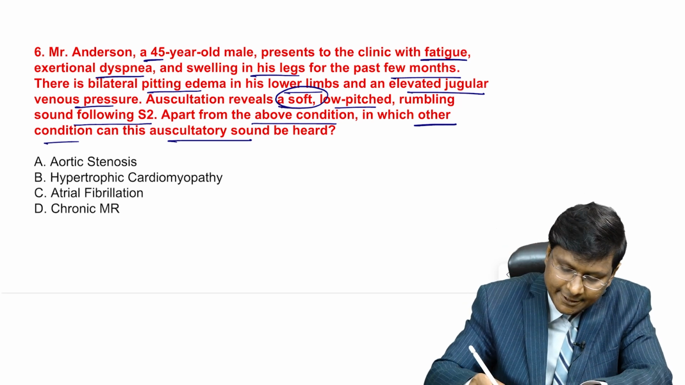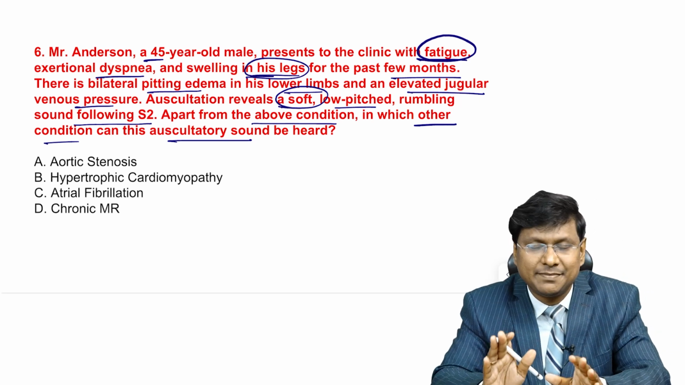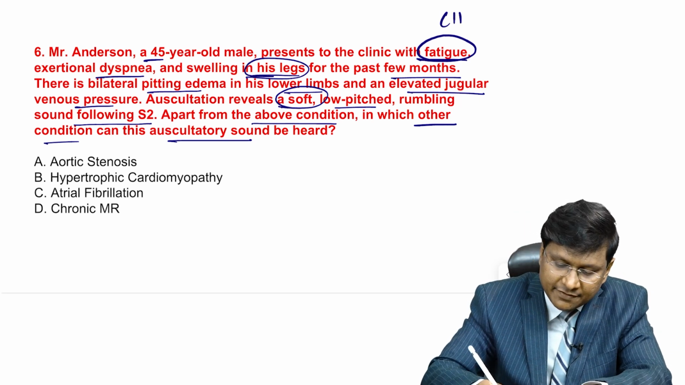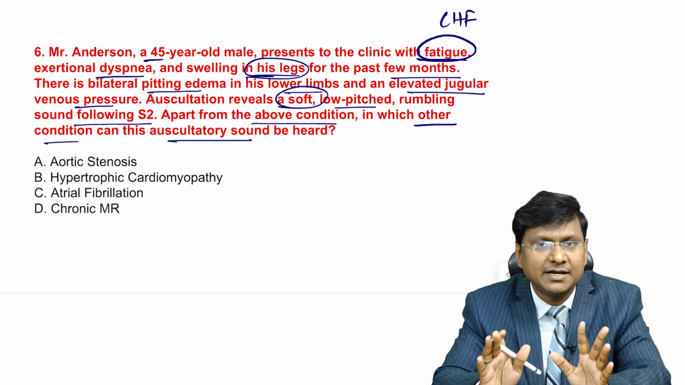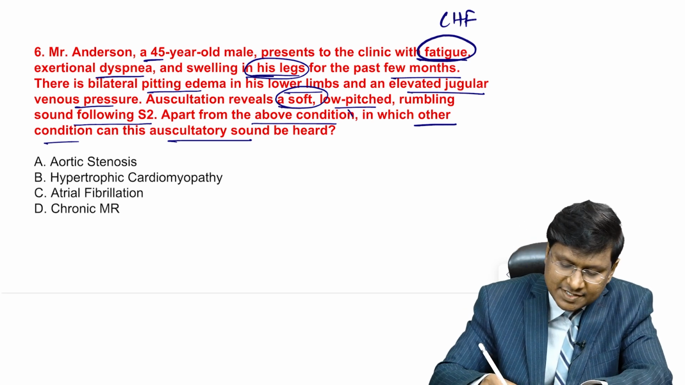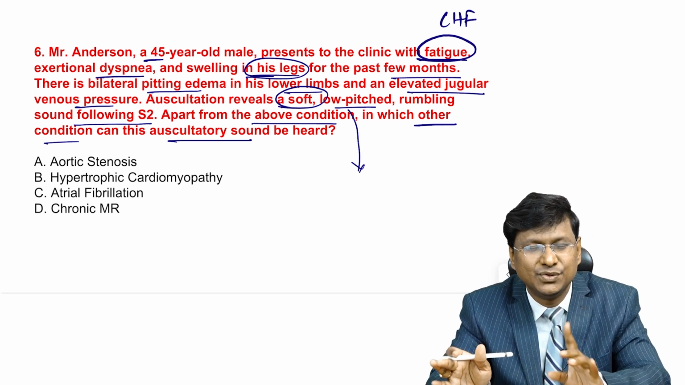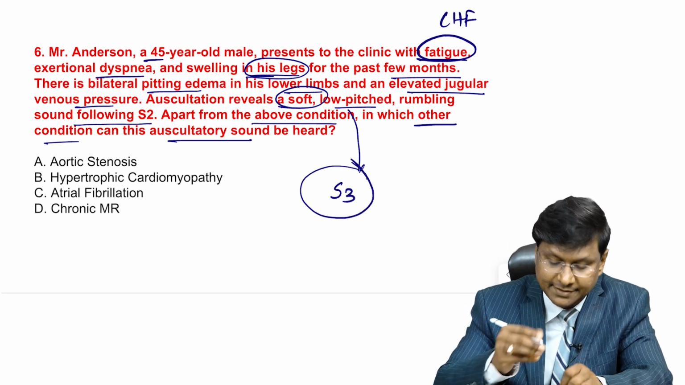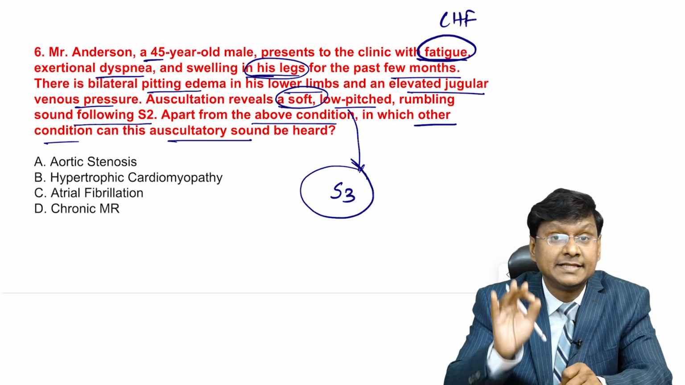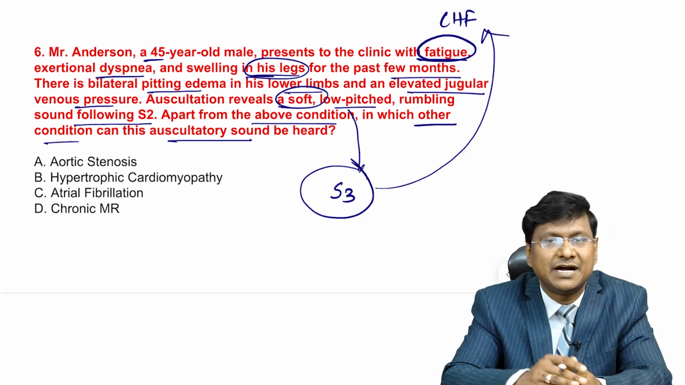See, what is the finding here? The individual is having fatigue and edema of the lower limbs. So that means the patient is in a state of congestive heart failure, right? That means both right ventricular and left ventricular failure features are there. Auscultation is revealing a soft, low-pitched rumbling sound following S2. What is that? That is suggestive of S3, right? Now, the presence of S3 is suggestive of congestive heart failure.